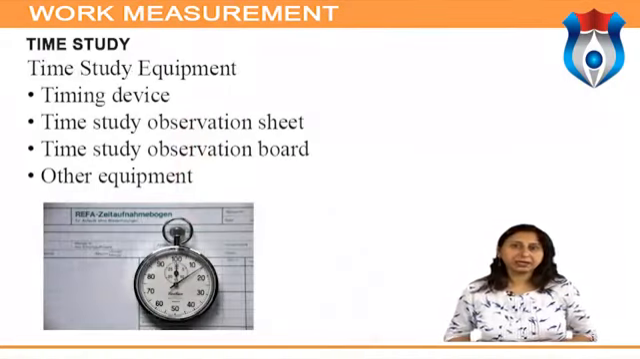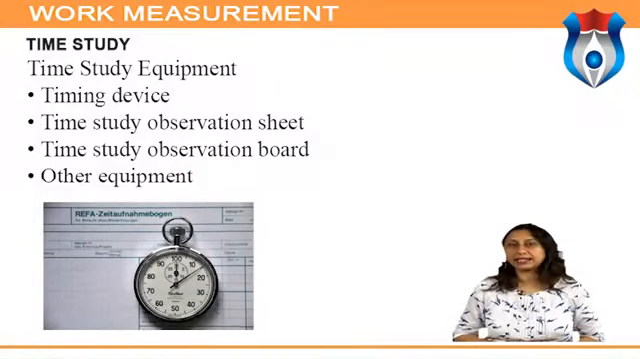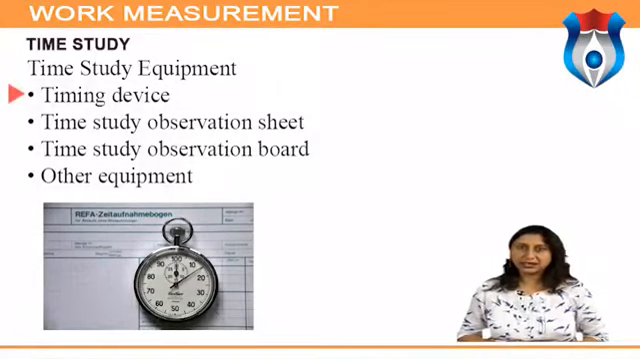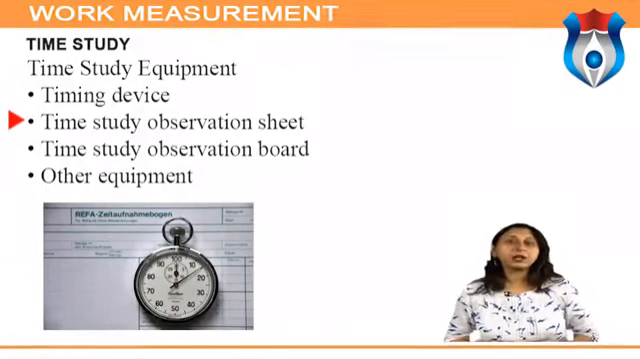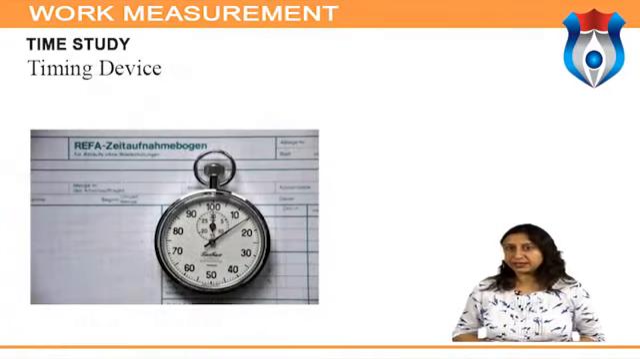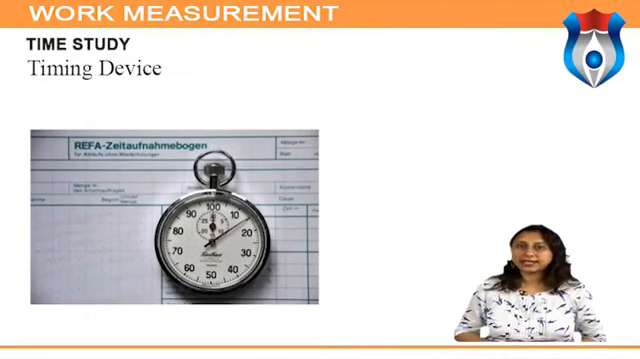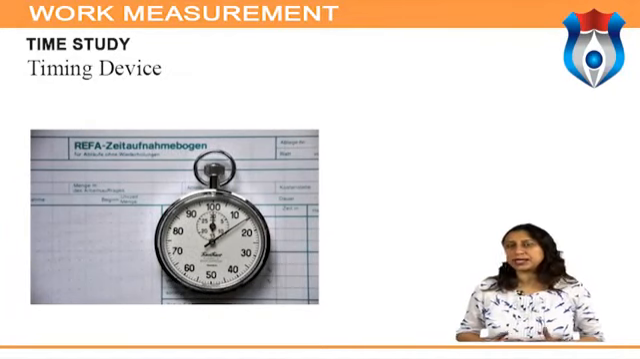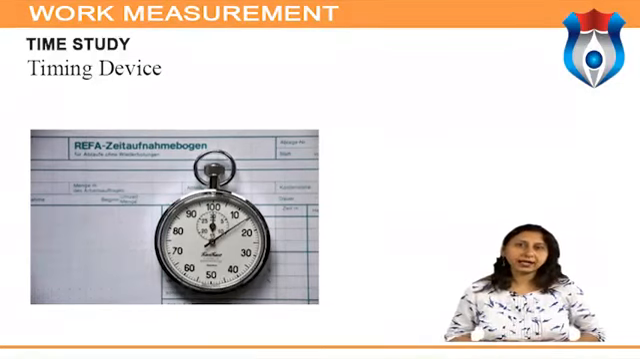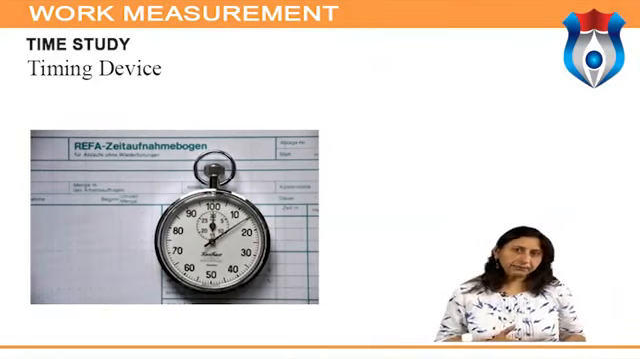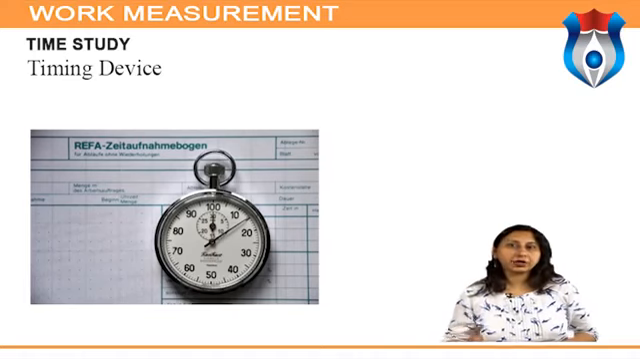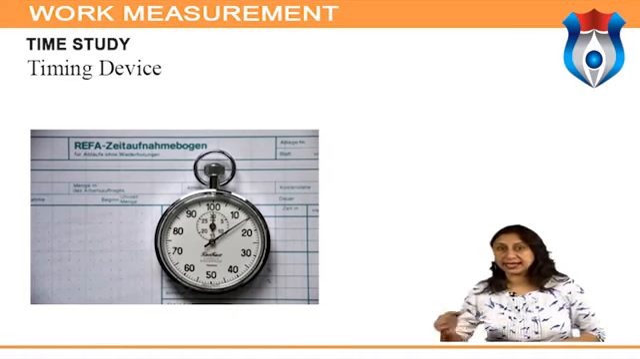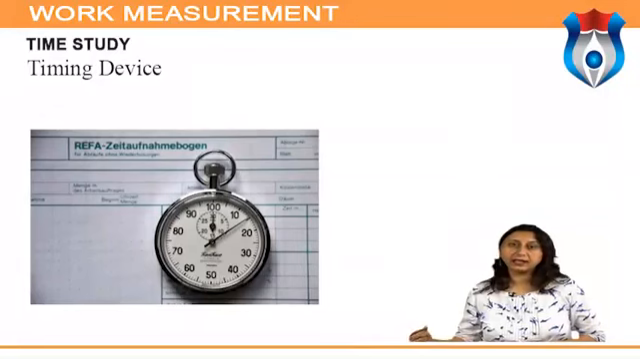Time study equipment. The following equipment is needed for time study work: timing device, time study observation sheet, time study observation board. Other equipment: timing device. The stopwatches and the electronic timer are the most widely used timing devices for time study. The two perform the same function, with the difference that the electronic timer can measure time to the second or third decimal of a second and can keep a large volume of time data in memory.